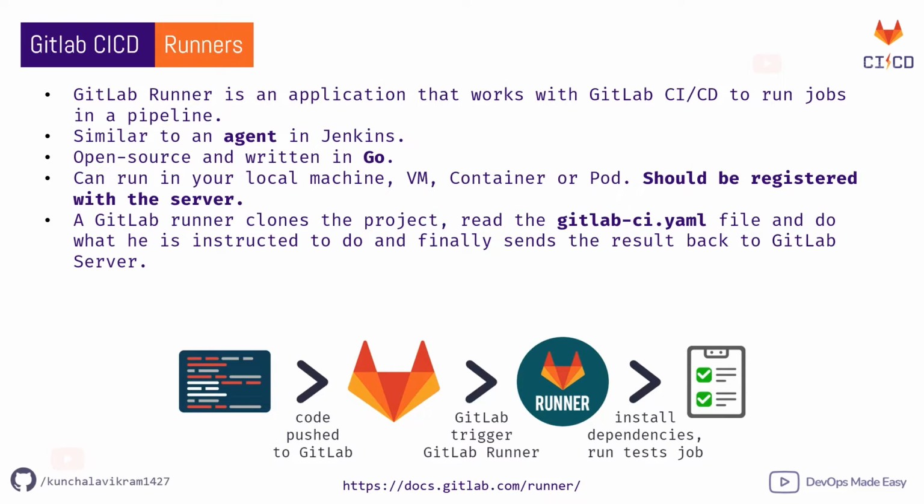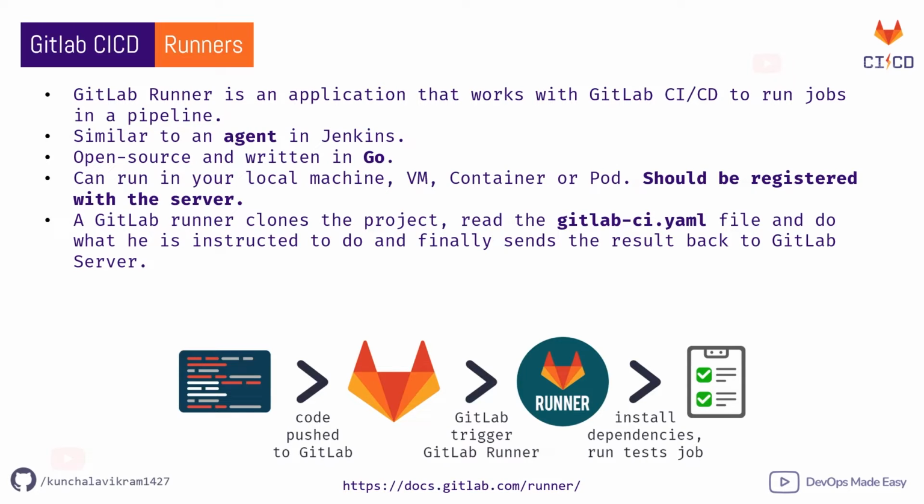So basically, a runner is an application that will work with GitLab CI/CD to run your jobs. This is similar to an agent in Jenkins, and it is completely written in the Go language. You can run the runner on your local machine, or in your VMs, or as a container, or as a Kubernetes pod. And this runner has to be registered with the server.